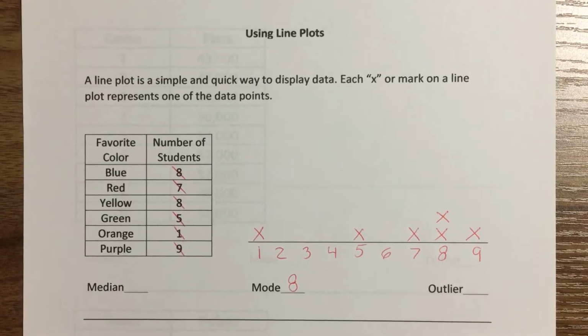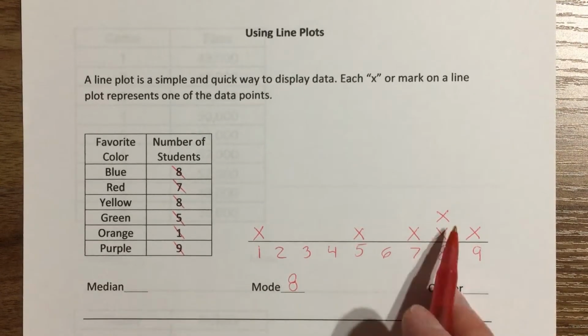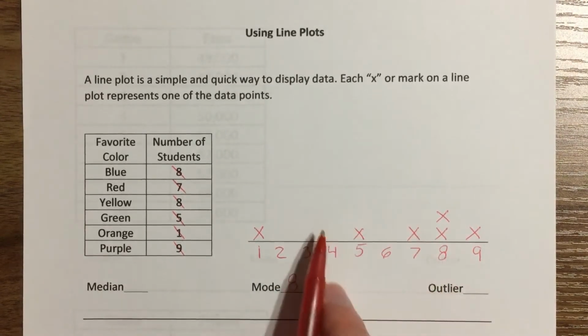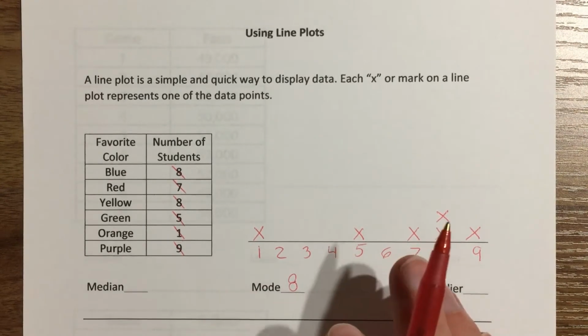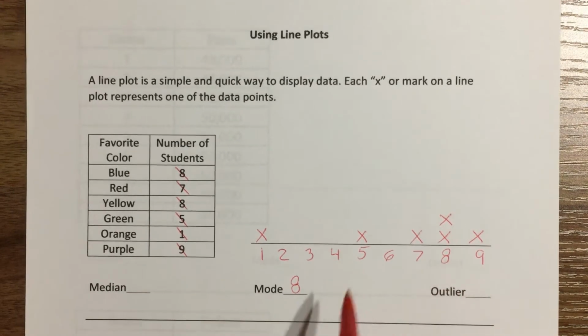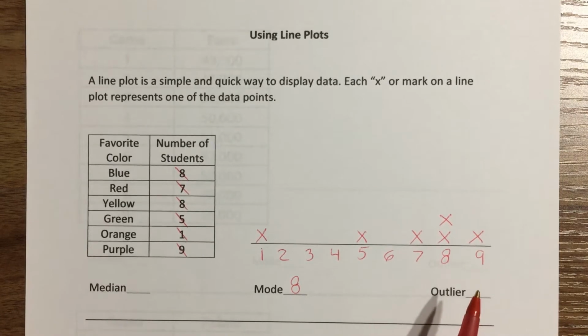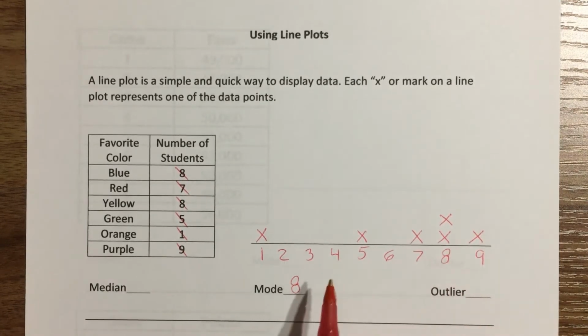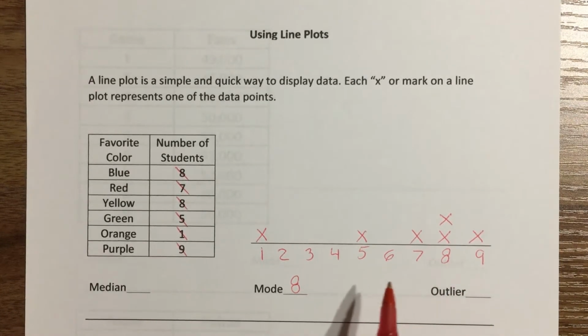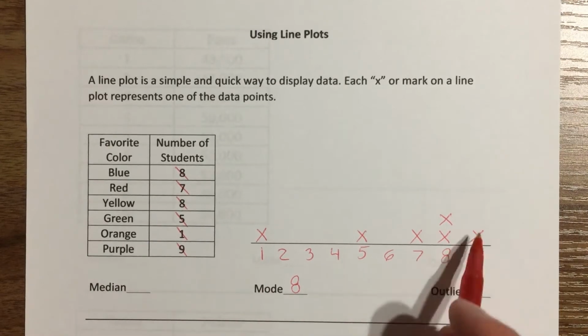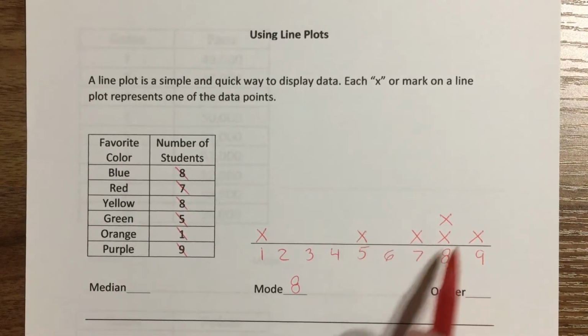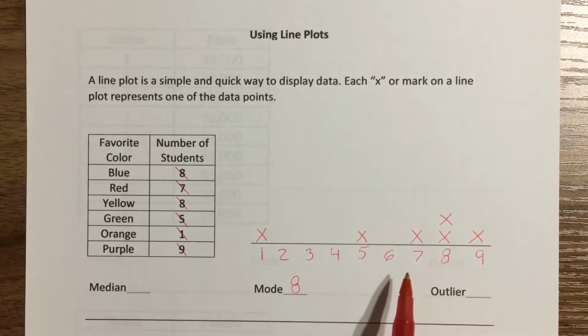Then we look at outliers. Looking at this plot, not a graph, we'll talk about line graphs later. This is a line plot. Looking at this plot and the X's, is there a number or numbers that really don't fit with the group? Well, here it kind of looks like this group is pretty close together, the 5 through the 9.